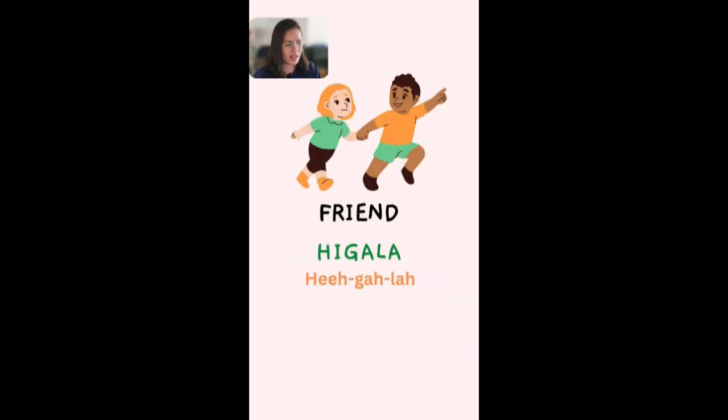Next one, we have friend. Friend is higala. I normally use higala so that I don't have to say amigo and amiga because it's going to be too long for me to greet you guys. So, I just use higala. It means friend. In actual real-world conversation, not so many are familiar with it, especially the Gen Zs. So higala again is friend. It's good to know this word so that you can also spread Bisaya to other youngsters.